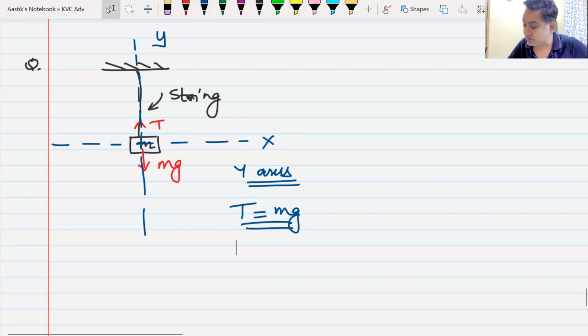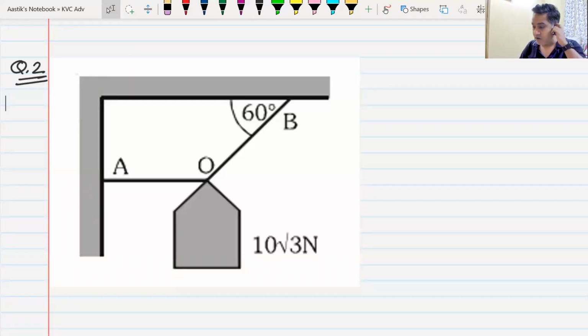Now comes question number 2 on your screens. We have a box or a body of mass 30 root 3. There is a reason why root 3 is given. It is kept by 2 strings. Do you see the 2 strings? The first string is AO.